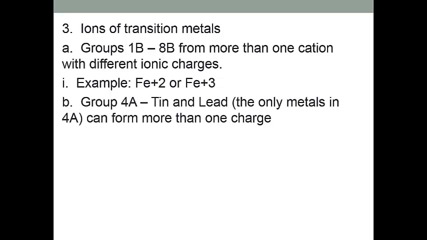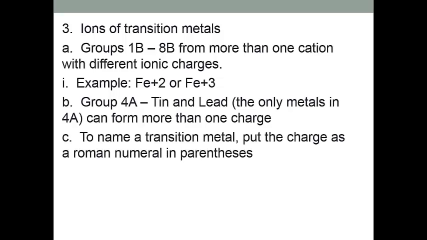So when we're looking at 4A, there's an exception in this family. Tin and lead are metals in the 4A column. They are the only metals. The other ones are nonmetals or metalloids. And so these also can form more than one charge.